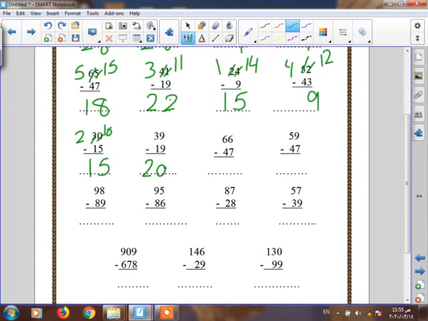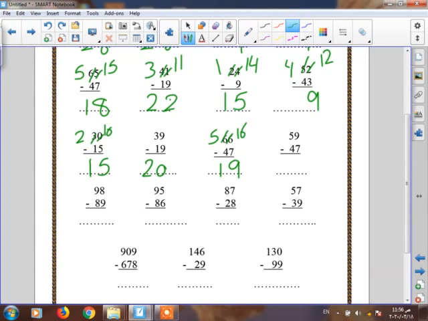66 minus 47. I start from ones. 6 minus 7, no we can't. Borrow 1 from 6. 6 becomes 5 and 6 becomes 16. 16 minus 7, after 7: 8, 9, 10, 11, 12, 13, 14, 15, 16. So how many? I have 9, so I write 9 in ones. 5 minus 4 equals 1 in tens. So the answer is 19.